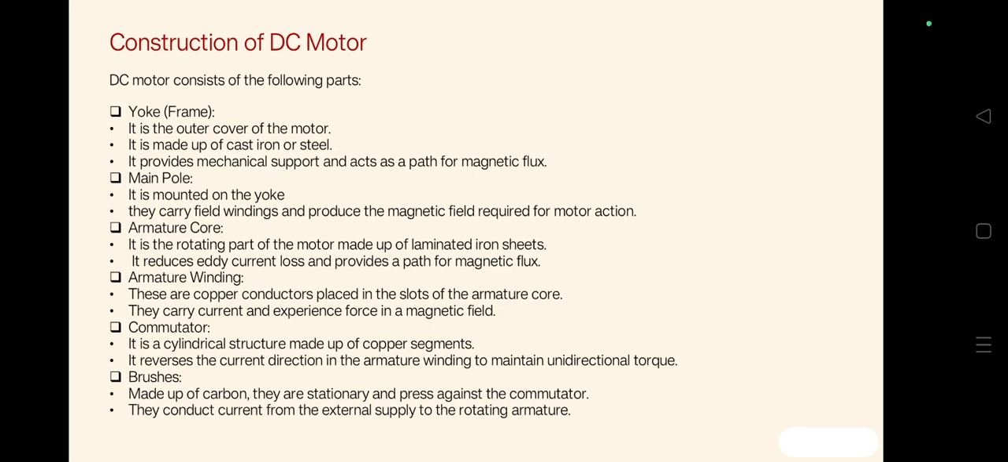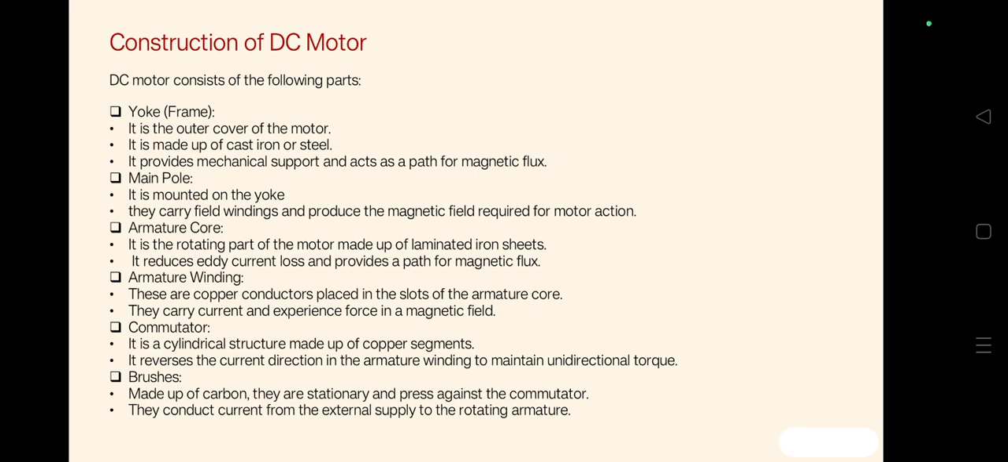Armature winding. The armature winding consists of copper conductors placed in the slots of the armature core. When current flows through these conductors and they are placed in a magnetic field, a force is produced. This force is responsible for the rotation of the motor.